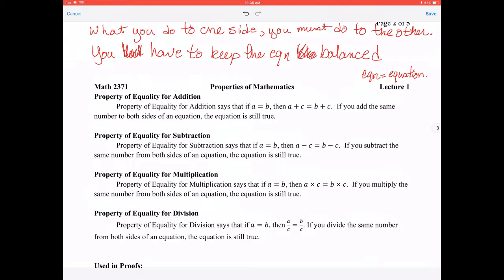So, if I add something to one side, I have to add it to the other. If I subtract something from one side, I have to subtract it from the other. If I multiply, I have to do it to the same, and if I divide, I have to do it to the same. Most of you have done this and seen this, but this chapter, this week, this lesson is review. Again, I'm trying to put names to things so that you can know what the names are.